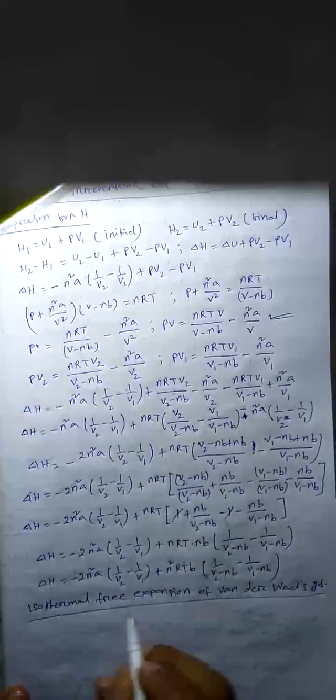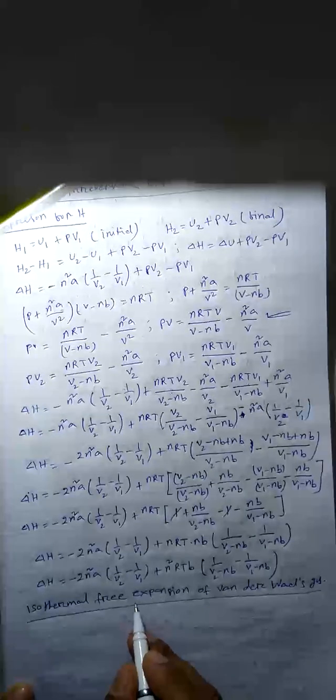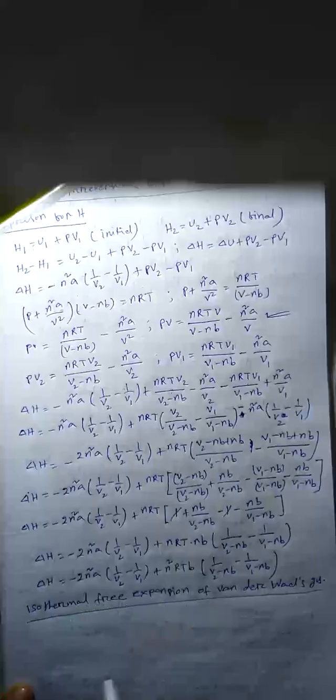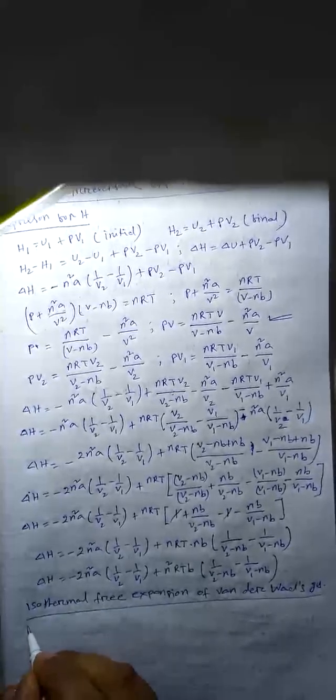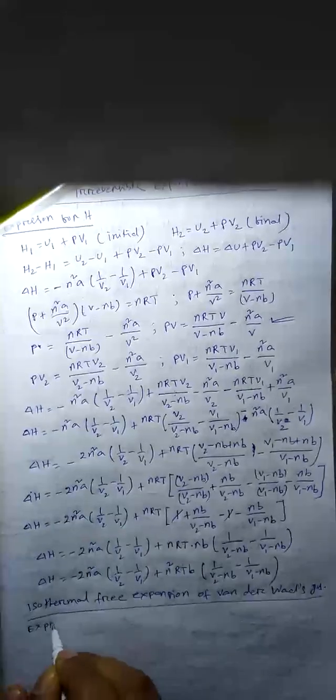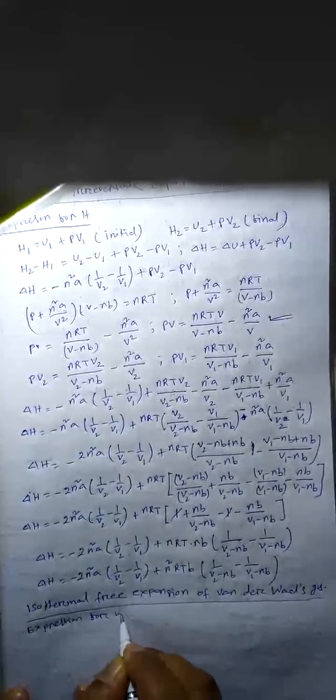Okay, so this is the van der Waals. He is Dutch, so small b. Now we will see the isothermal free expansion of van der Waals gas. Then the expression for W, same four processes.